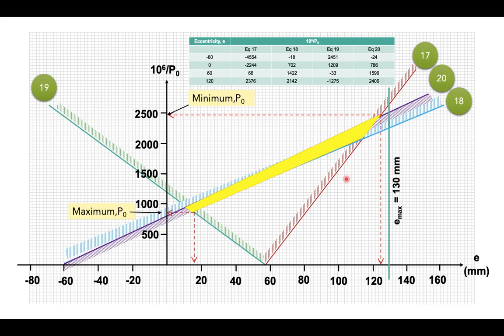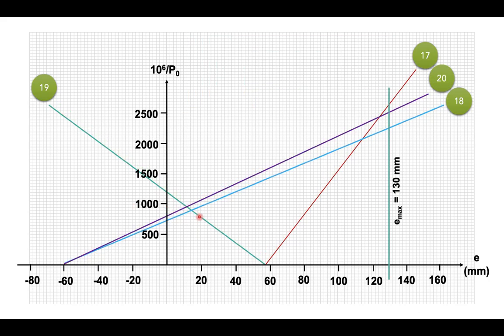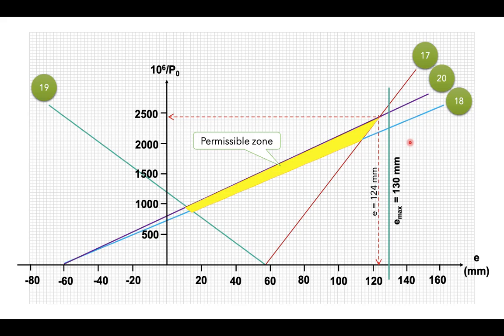However, if this E maximum is to the front, then we have to consider this as well. So we have the minimum P naught, which is from the highest value, and the maximum P naught, which is from the lowest point. Based on this graph, we will be able to determine the value of the eccentricity.